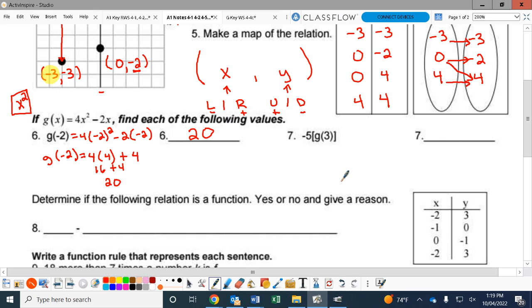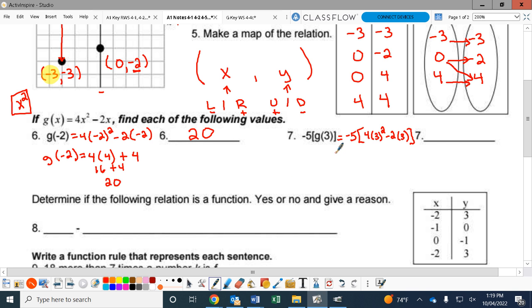Okay, guys, here we go on the next one. Guys, what does this 5 on the outside mean? Multiply by 5. In negative 5, but yes, multiply by negative 5. So you keep it on the outside, negative 5, bracket. Keep a bracket there. And then you plug in 3 where the x is. So it's going to be 4 times 3 squared minus 2 times 3.